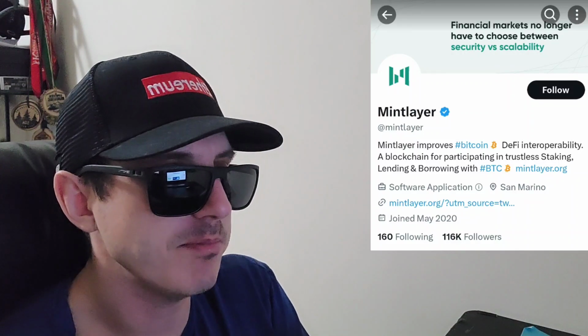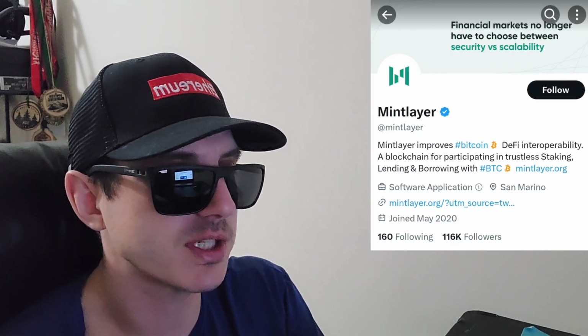Today we're going over the Mintlayer token. Ticker symbol is ML. This token is being listed today on a central exchange. Brand new listing. We're going to go over the information on this token and how you can get it in just 1 second.